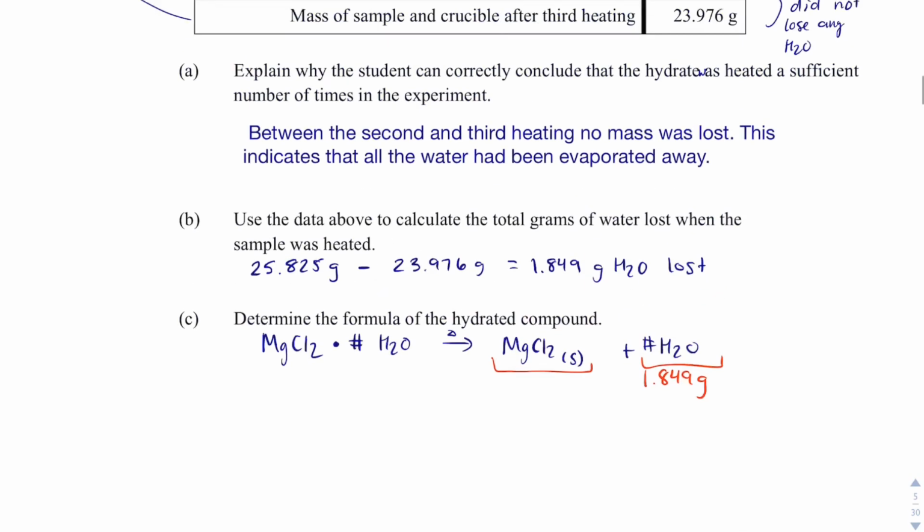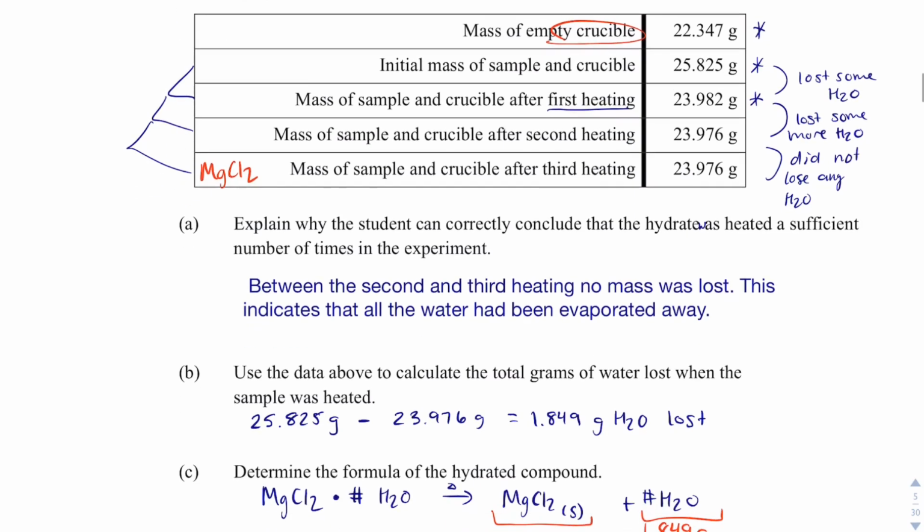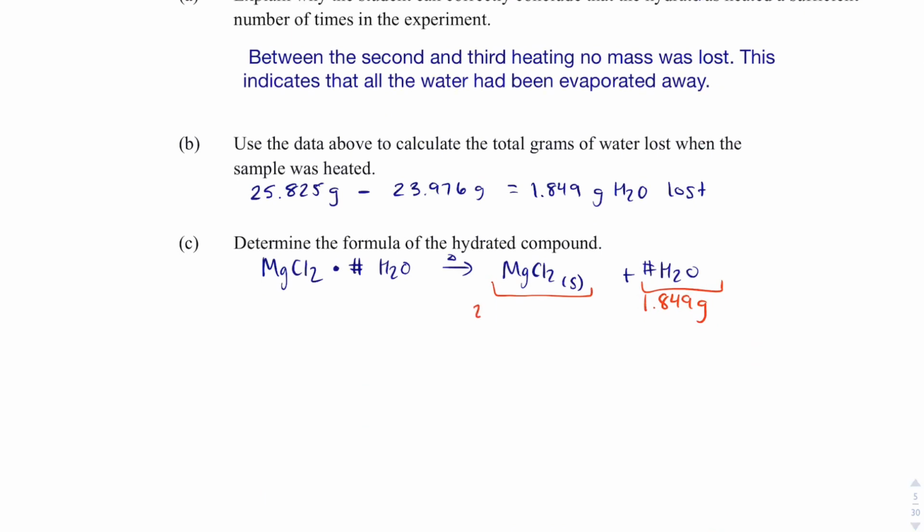Again, plenty of ways to do that. Here's how I would do it. The only thing left here is just MgCl2 and your dish. So let's just subtract out the dish. When I take 23.976 grams minus the dish, 22.347 grams, that gives me 1.629 grams of MgCl2. Now I can do percent to mass, mass to moles, divide by the smallest.